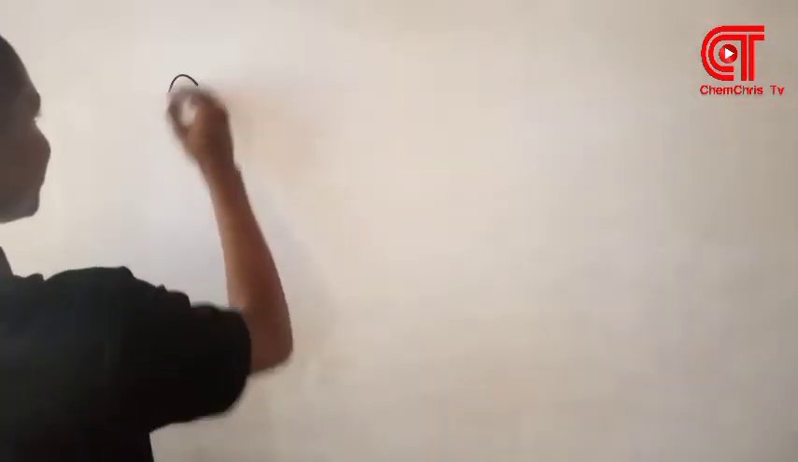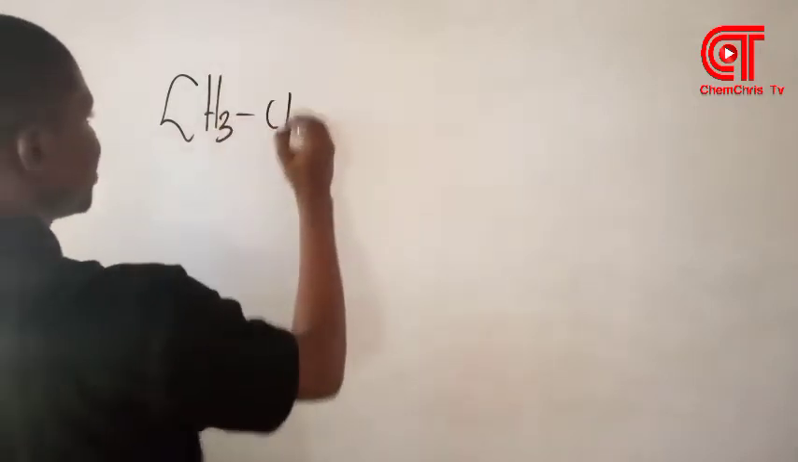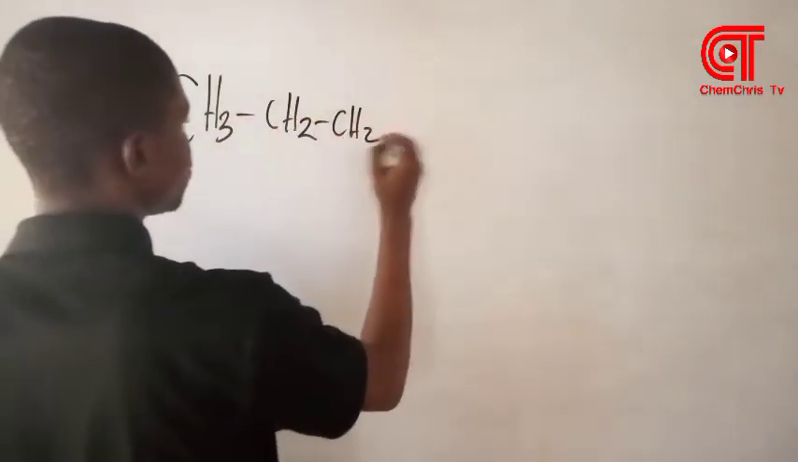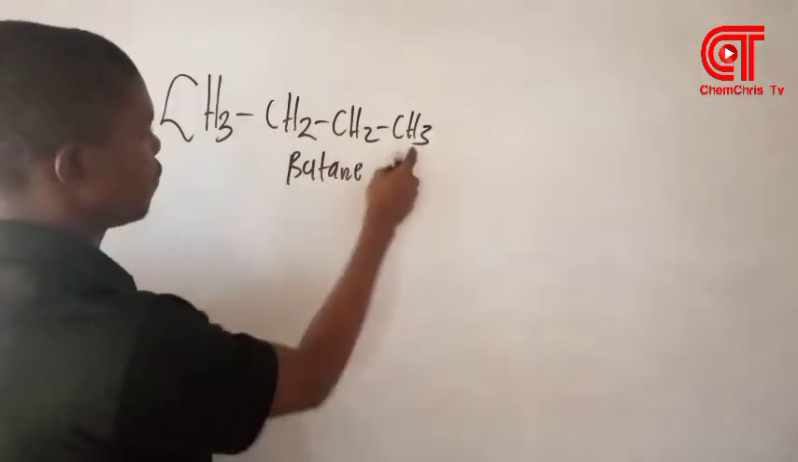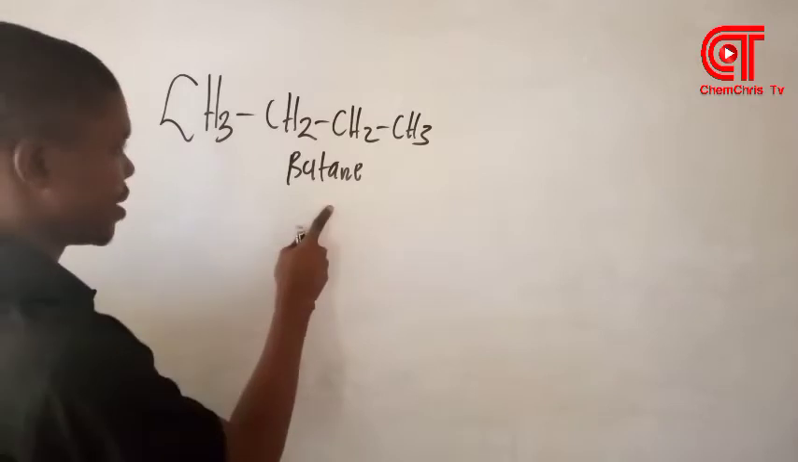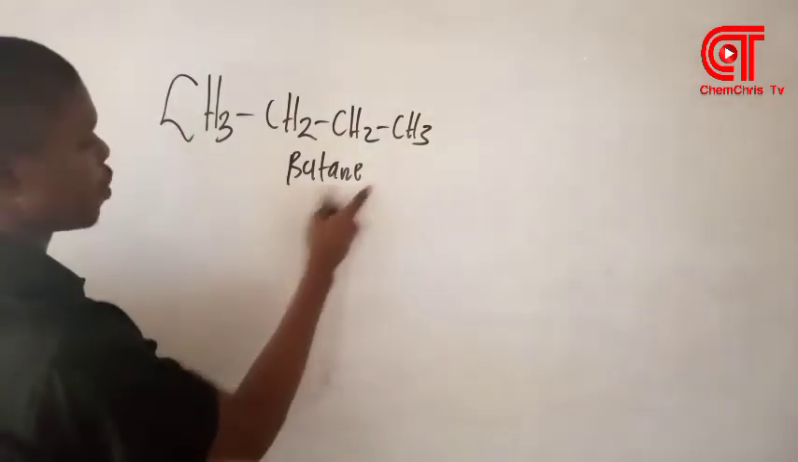Remember, the alkane family is the mother to every other functional group. Do you get that? For the alkanes, we have methane, ethane, and the rest, till decane. So if, for example, here we have CH3, CH2, CH2, CH3, of course it is 1, 2, 3, 4. The fourth member of the alkane is butane. The reason it's butane is because they all have single bonds.